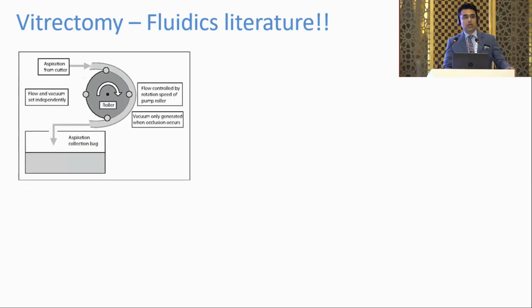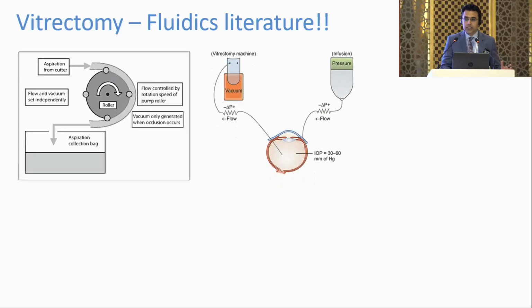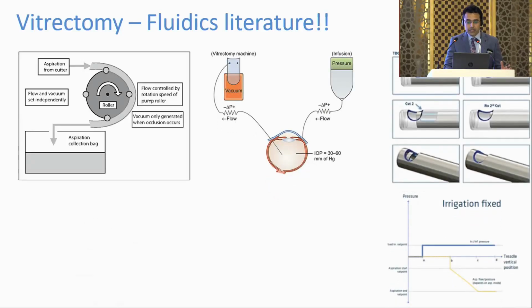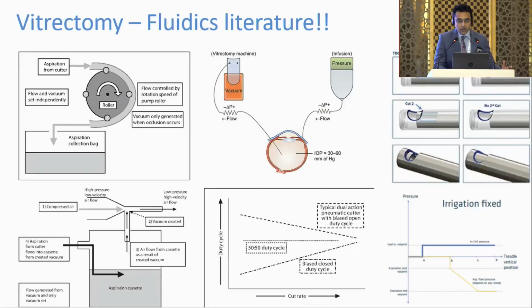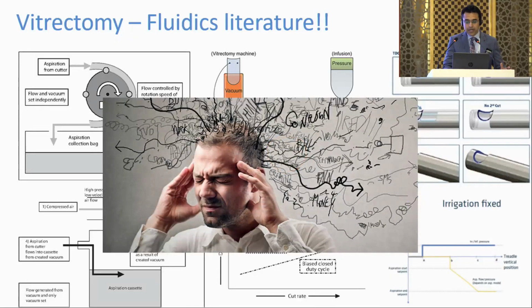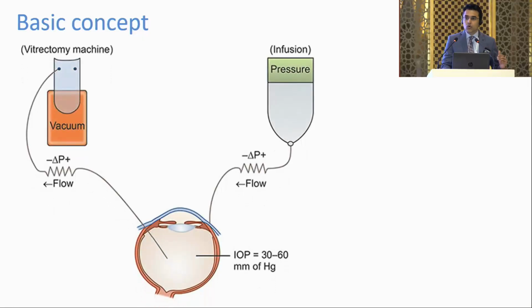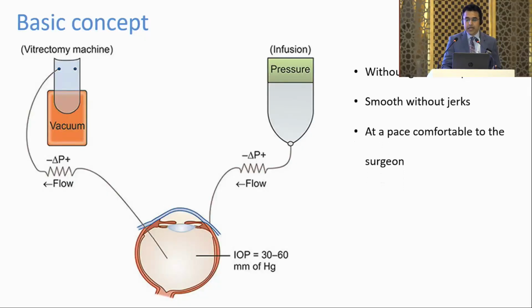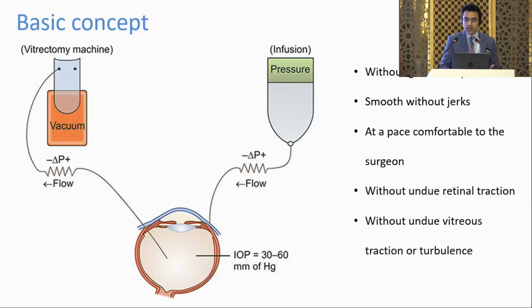Now, if you think of fluidics, the amount of literature that is present out there on fluidics and with all the physics that is involved, for the surgeon, sometimes it can be a complete brain fade. So what is important is to go back to basics and understand that when we talk of vitrectomy, we talk of a closed system in the eye, which is getting infused with a pressure, and there is a machine which under vacuum is taking the vitreous out. And in this interplay, as a surgeon, you want this thing to happen without globe collapse, smooth without any jerks, at a pace which is comfortable to you as a surgeon, without undue retinal traction and without undue vitreous traction or turbulence.